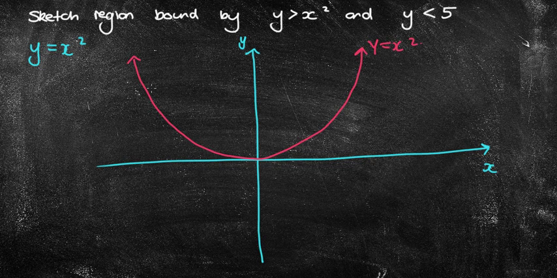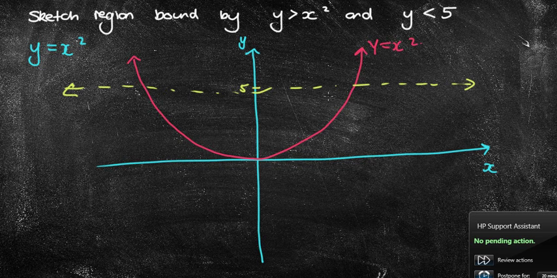So again, I might put that as 5, and I'm going to put my line there. They're my two graphs. Now most likely you're probably going to think it's going to be shaded underneath in here, but let's just double check that.